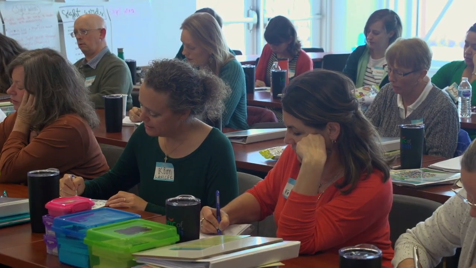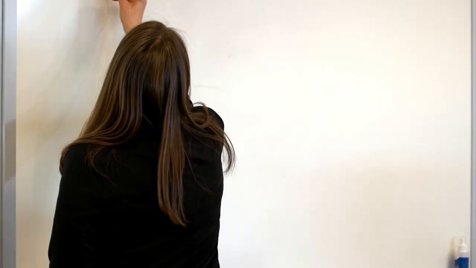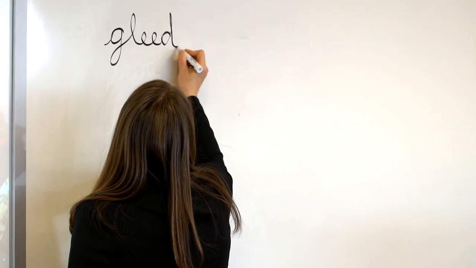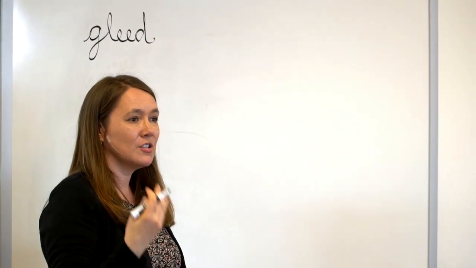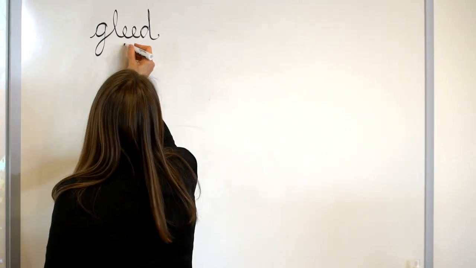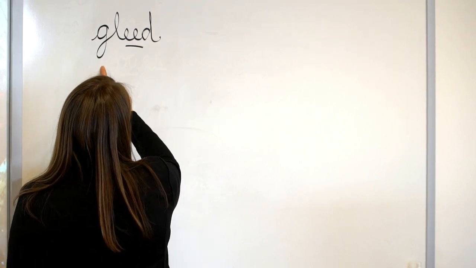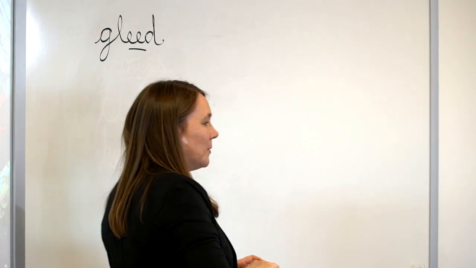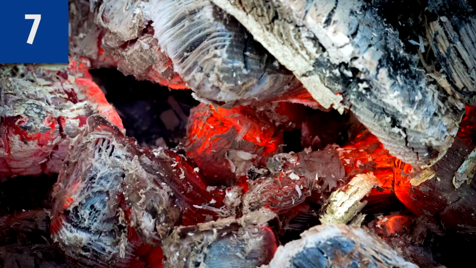G-L-E-D. Use E-double-E-D. Write it, and as you write it, sound it out. G-L-E-D. And then help me to write it. G-L-E-D. And how will we mark it? Underline the E, and let's sound it out together. G-L-E-D. Gleed. What is gleed? Yeah, coals.